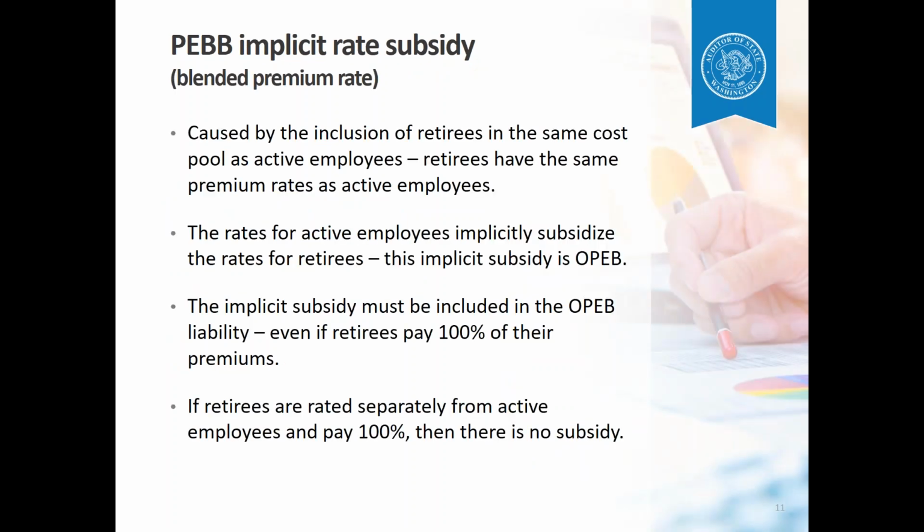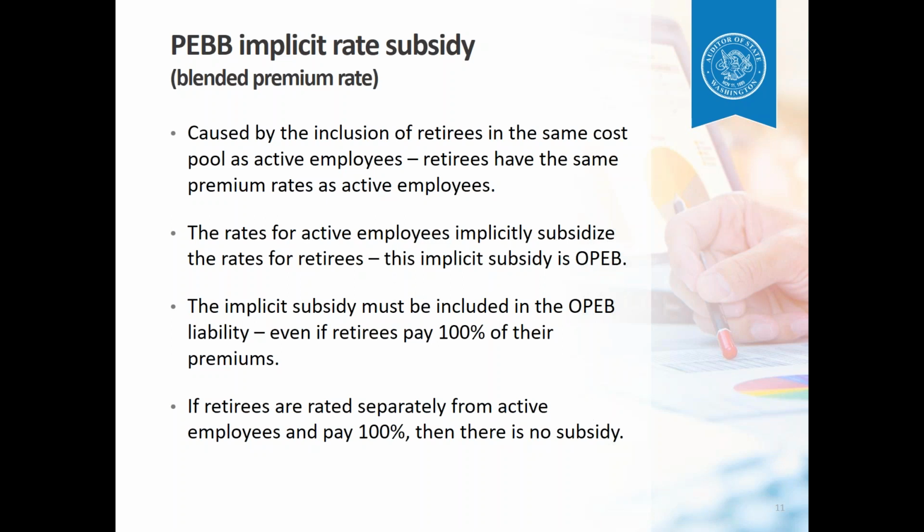But this plan, PEBB, also has an implicit rate subsidy. We also call that the blended premium rate. This is because retirees are included in the same cost pool as active employees. Those are the ones that are under age 65. See, they have the same premium rates as active employees. So the rates for the active employees are actually subsidizing the rates for the retirees. That implicit rate subsidy is OPEB. It has to be included in your liability even if the retirees are paying 100% of their premiums. And I'll show you why.